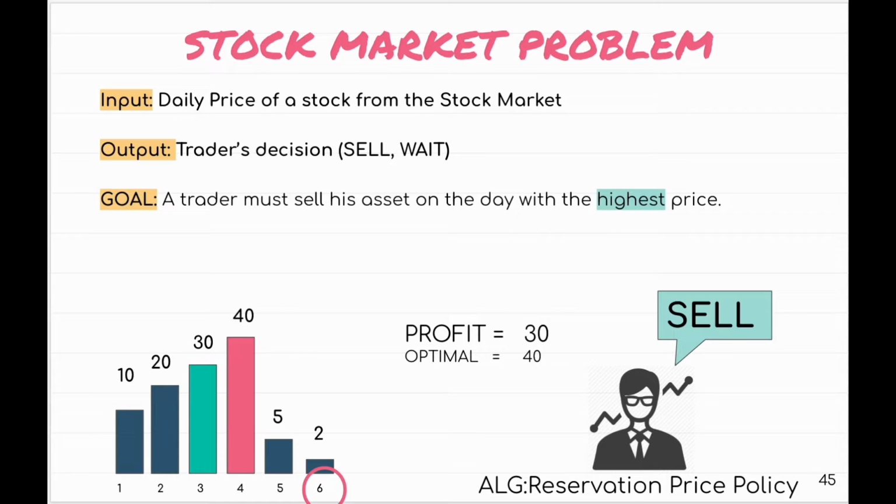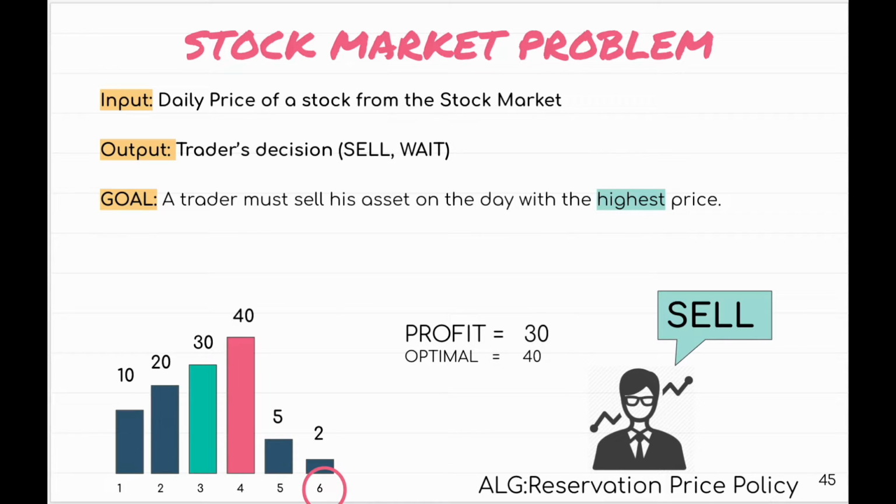For as long as it is greater than or equal to some pre-computed reservation price. Okay? So if we employ the reservation price policy for the sequence of numbers, we can get 30 as the profit, where the optimal answer should be 40. So it's still not an optimal online algorithm for this problem. But still, this is the best so far that we can get given a deterministic algorithm.